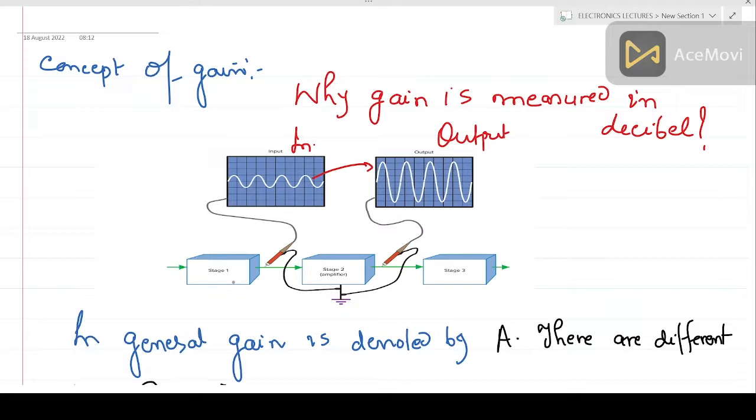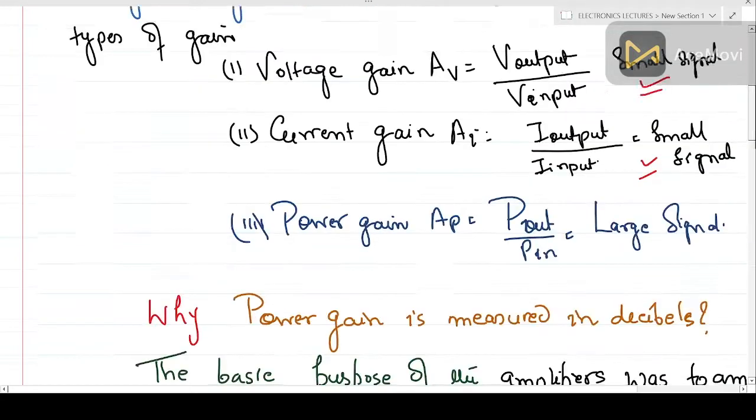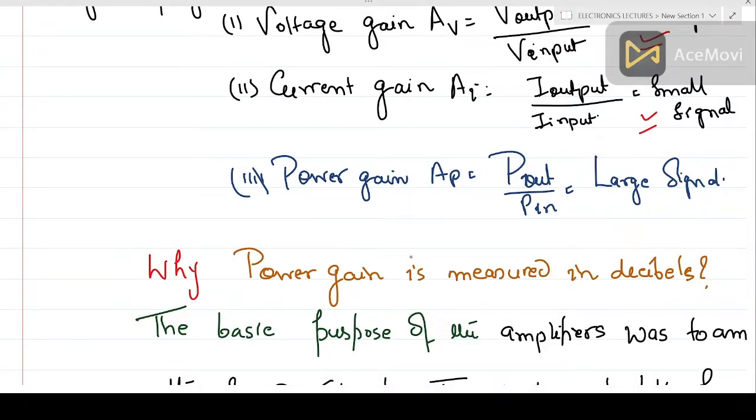So there are three stages, stage 1, stage 2 and stage 3. Stage 2 is the amplification. Stage 1 is the input signal and stage 3 is the output signal, which is the amplified signal. In general, gain is denoted by the letter A, and there are three different types. Voltage gain, voltage output by voltage input, is defined for small signals. Current gain, output current by input current, is also for small signals. And the most important, that I discussed in the first lecture of amplifiers, is the power gain, which is defined for the large signal. Now why is gain measured in decibels?